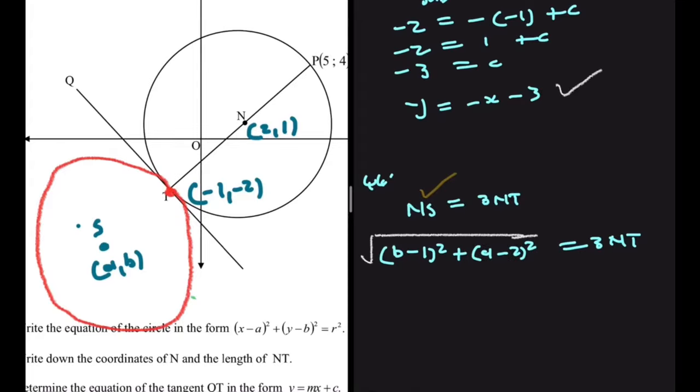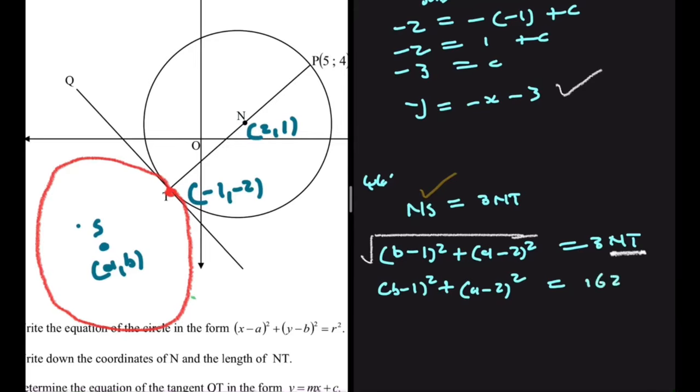If we square both sides, we're gonna have b minus 1 squared plus a minus 2 squared. We actually know the value of nt because nt is the radius of the circle we started with, and that is square root of 18. So here we are essentially squaring 3 multiplied by square root of 18. If we square that, we shall get 162. So let's just put that there.